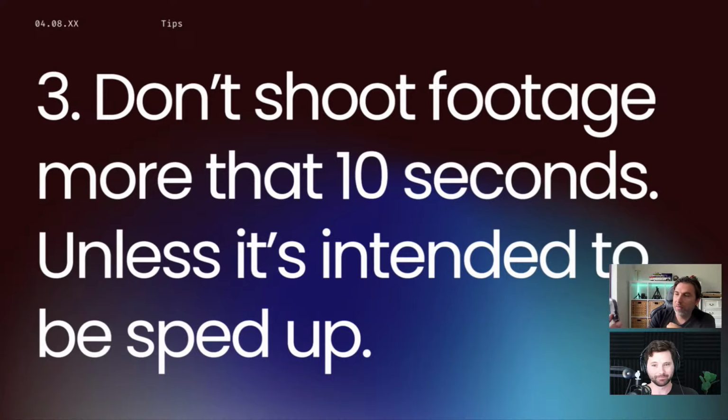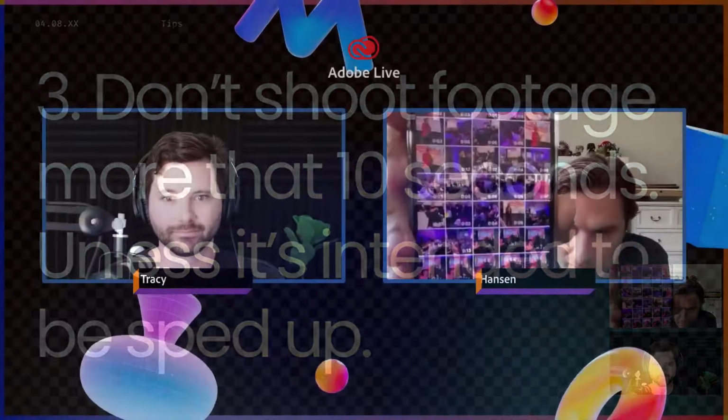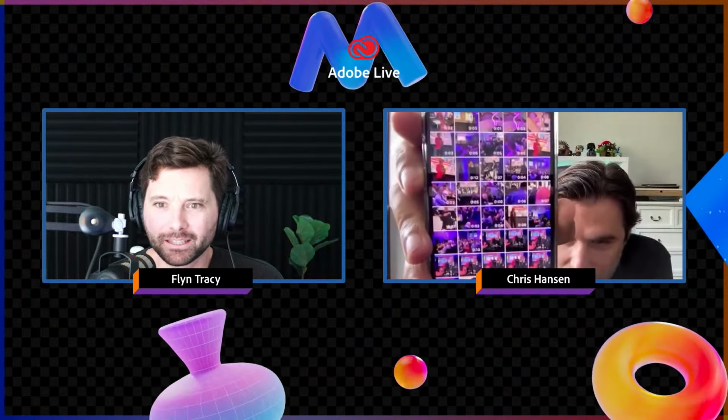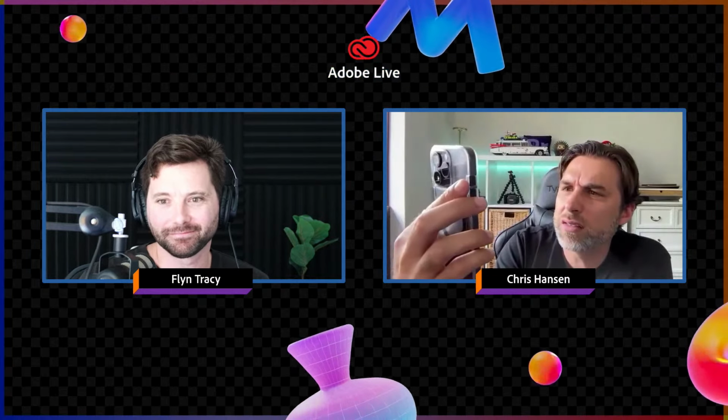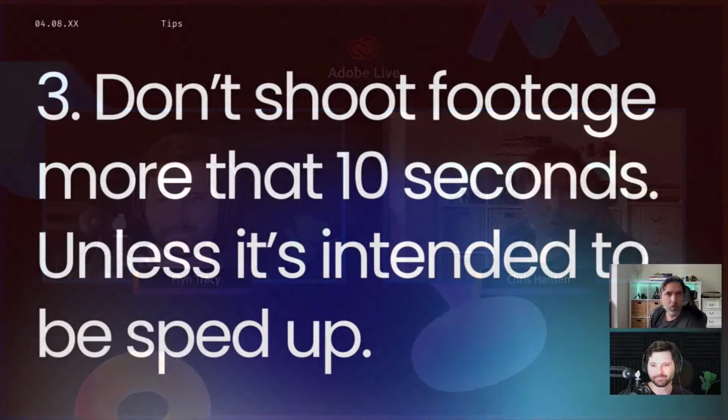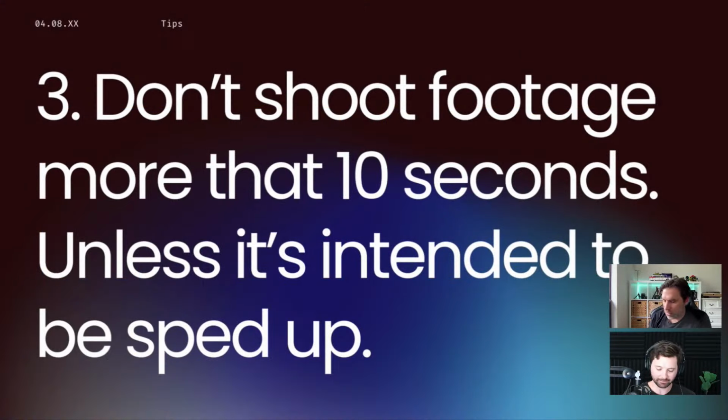If you have a look at my camera roll, you'll see there are 3 second clips, 8 seconds, maybe the longest is 12 or 13 seconds. But I might need only 4 or 5 seconds from that. So there you go. Shoot small, I guess. Shoot short.